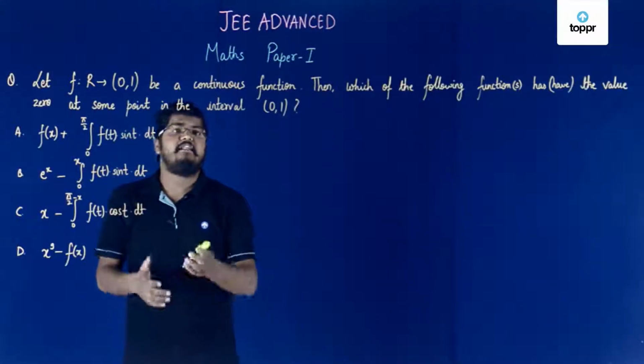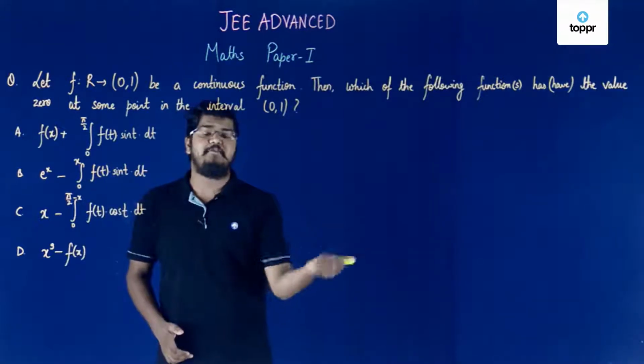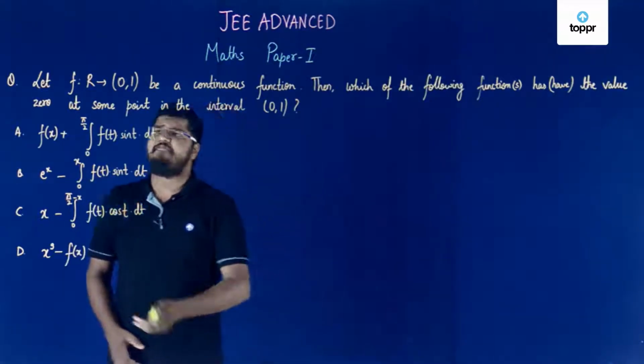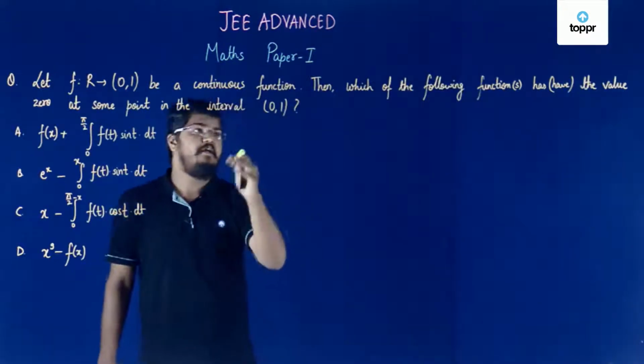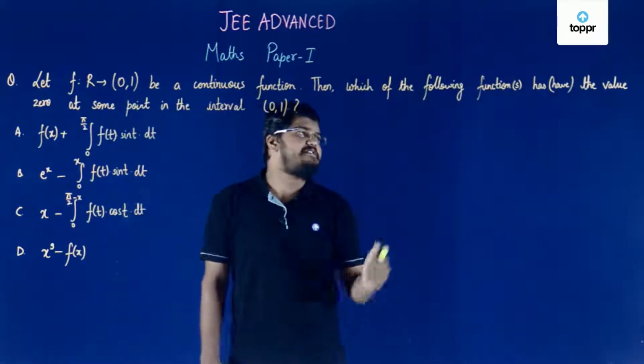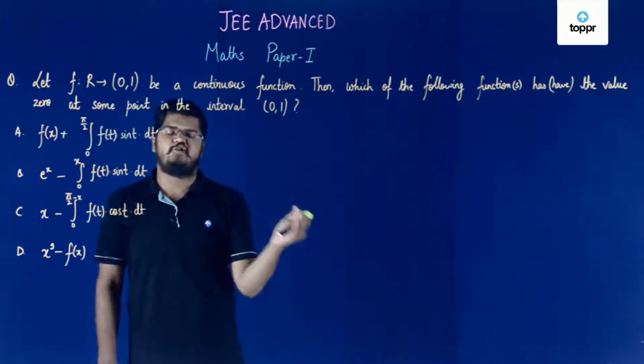Hey kids, let us now look at this problem of JEE Advanced 2017 Maths Paper 1. The question is, let f be a function defined from real to (0, 1), a continuous function, then which of the following functions has or have the value 0 at some point in the interval (0, 1).